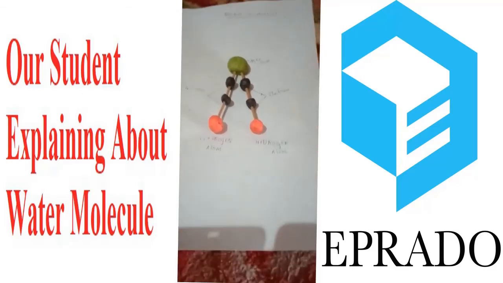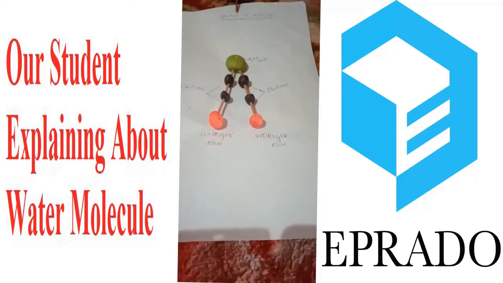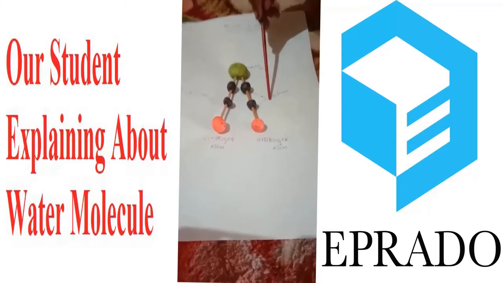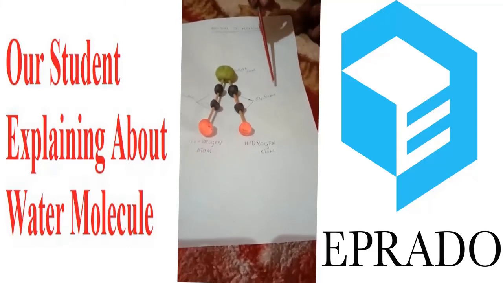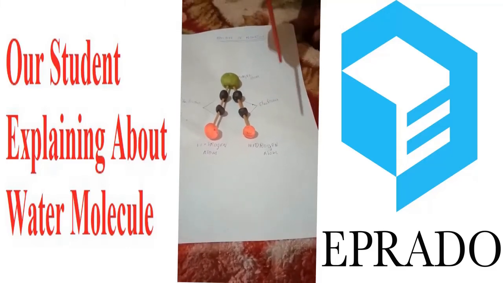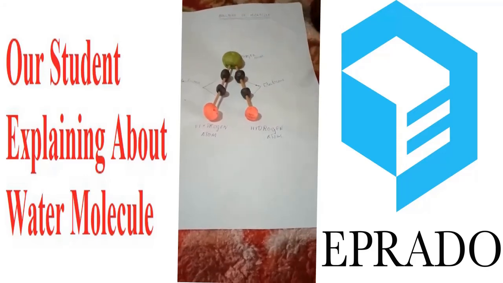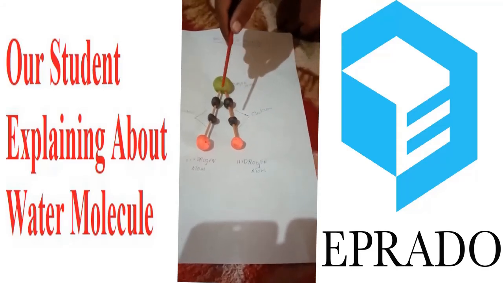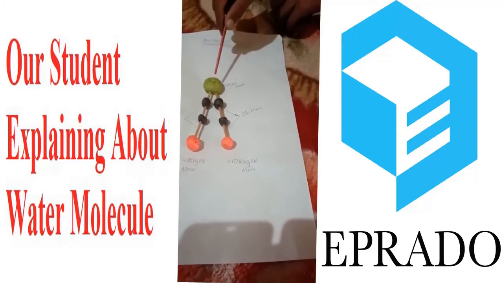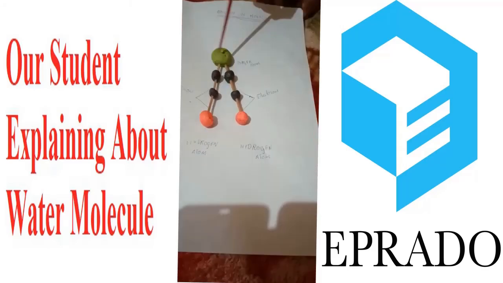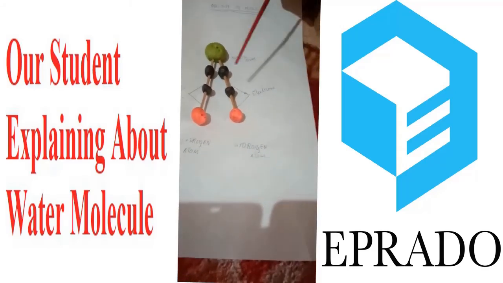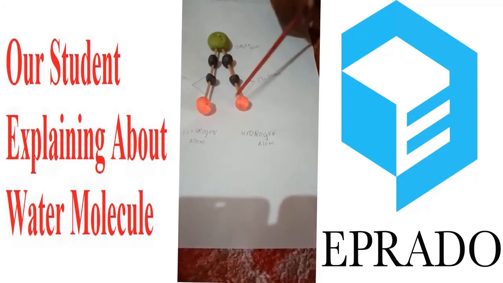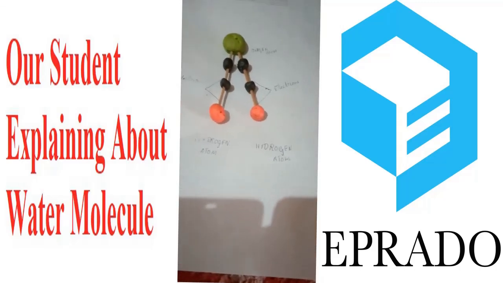Now I'm going to tell about the structure of molecules. This is the oxygen atom. These 2 balls are electrons. This one is hydrogen atom. Hydrogen atom gives 1 electron to oxygen atom. Oxygen atom gives 1 electron to hydrogen atom.